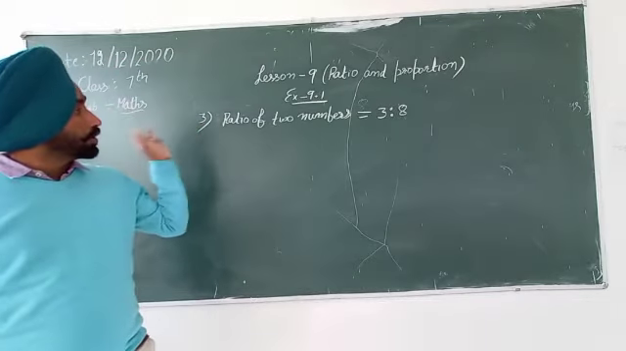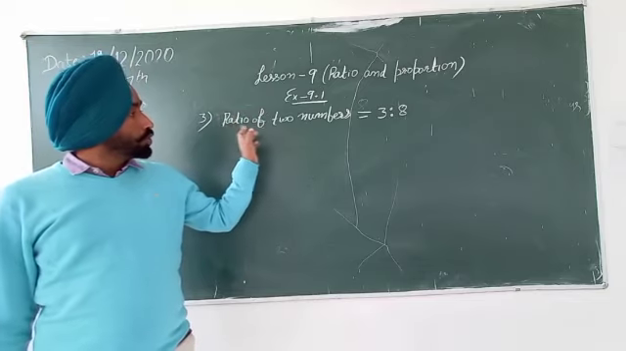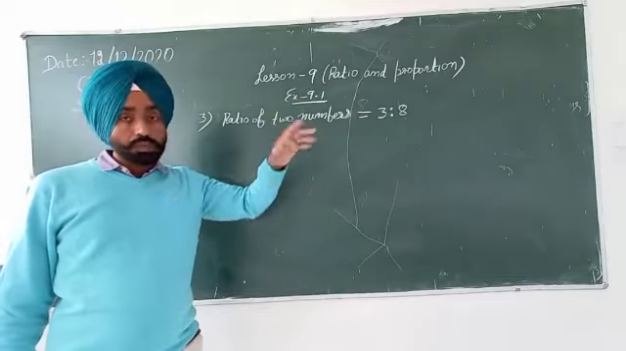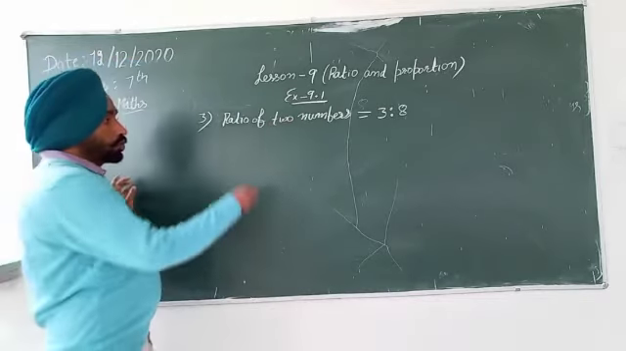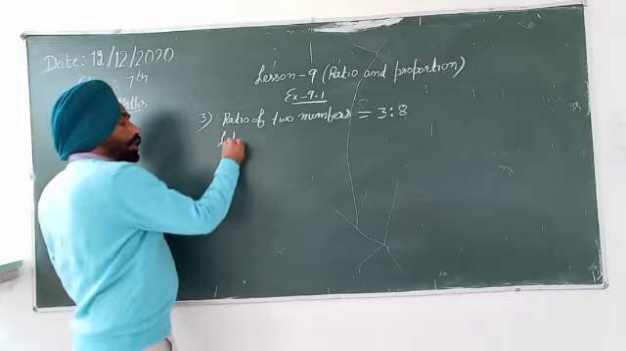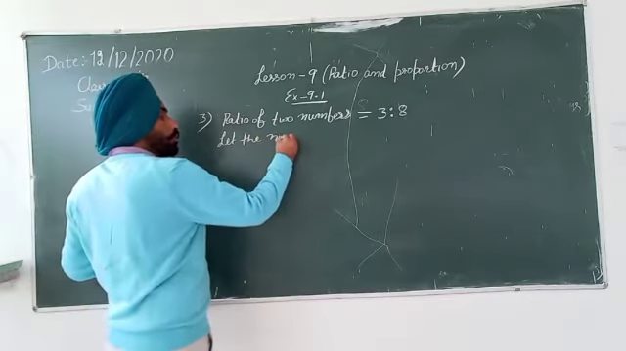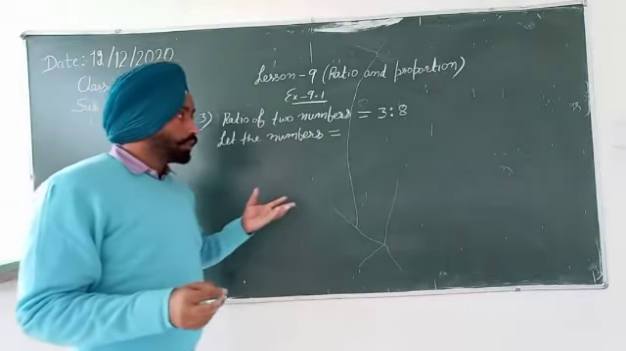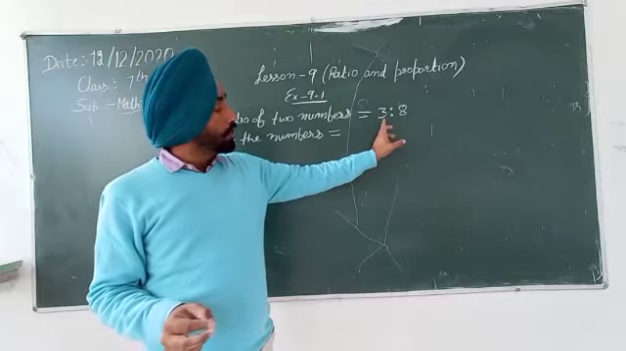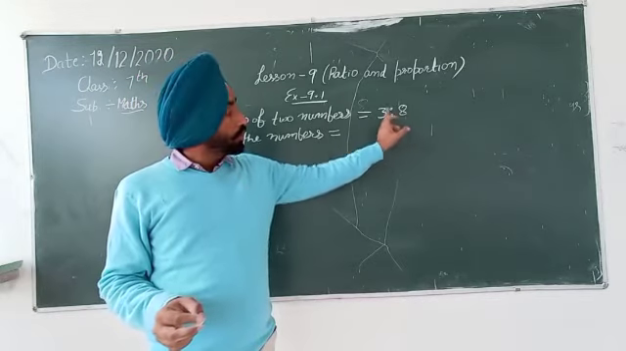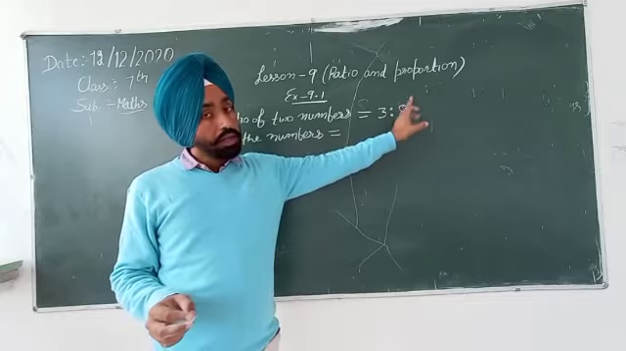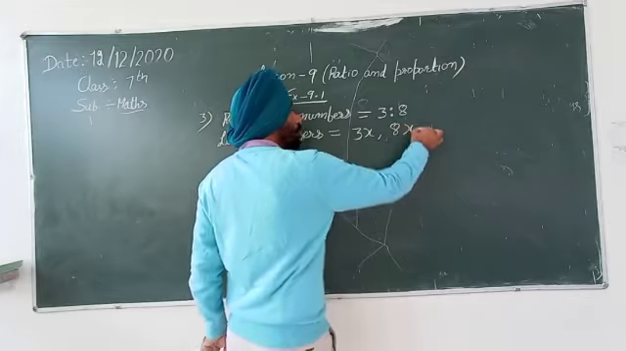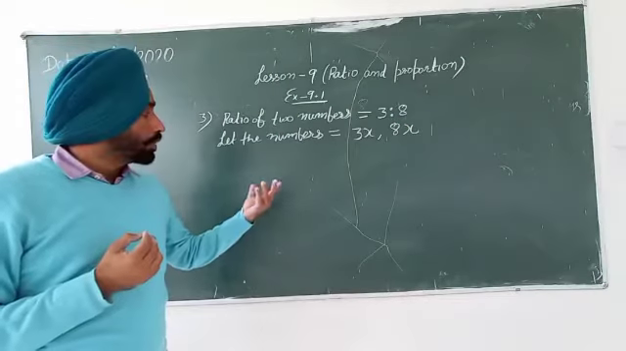Like today, this is question 3 of 9.1. You have been given the ratio of two numbers, 3:8. You haven't been given the numbers. So if the ratio is given, then from the ratio you can choose the numbers. Let the ratio be 3:8, then the numbers will be 3x and 8x. Just put any variable with the terms of the ratio.